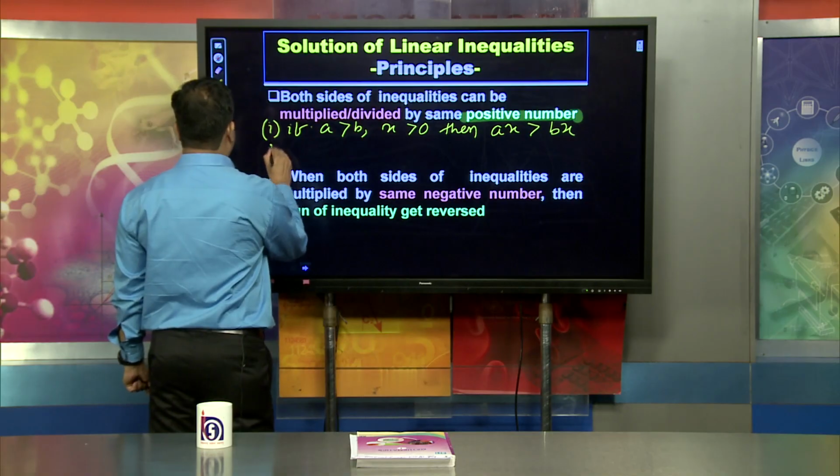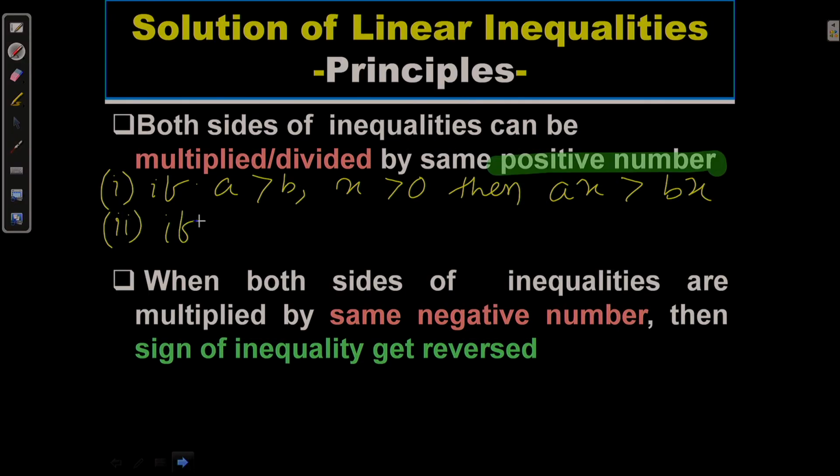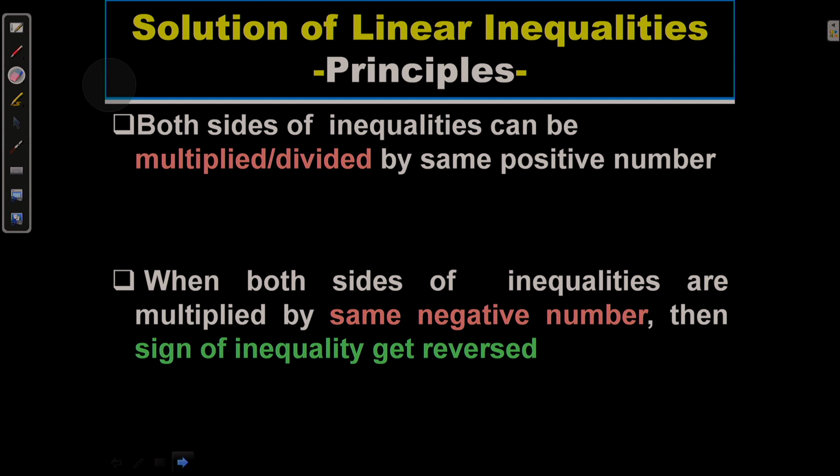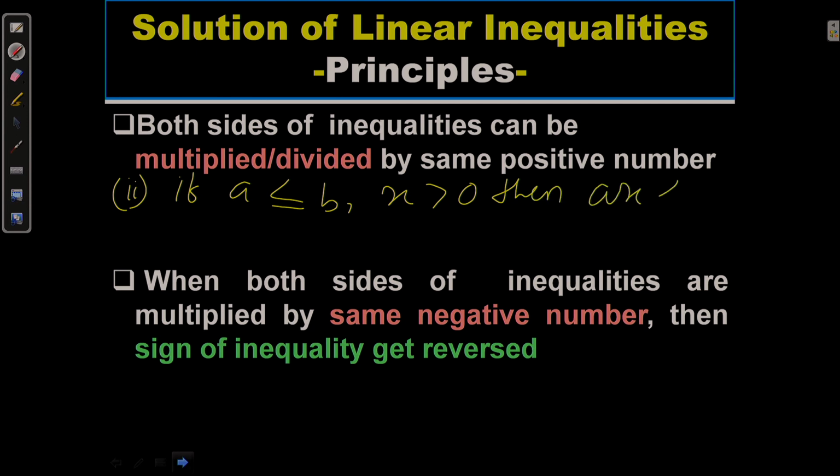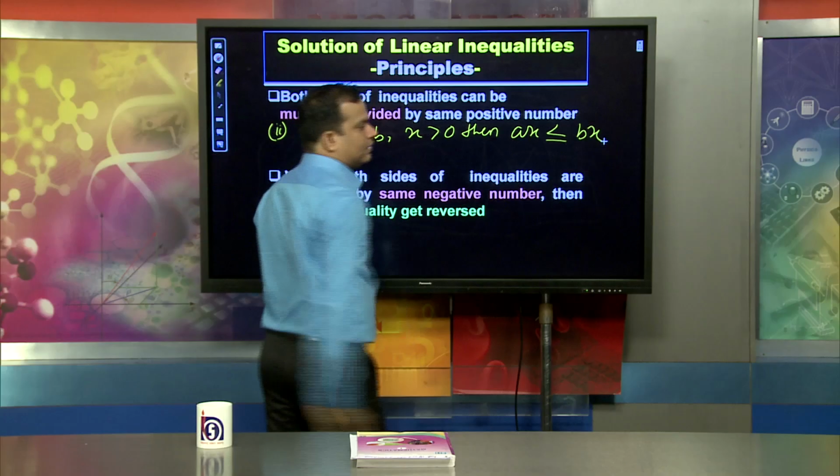The second case is, suppose A less than or equal to B and x greater than 0. Then what will happen? Then Ax is also less than or equal to Bx.